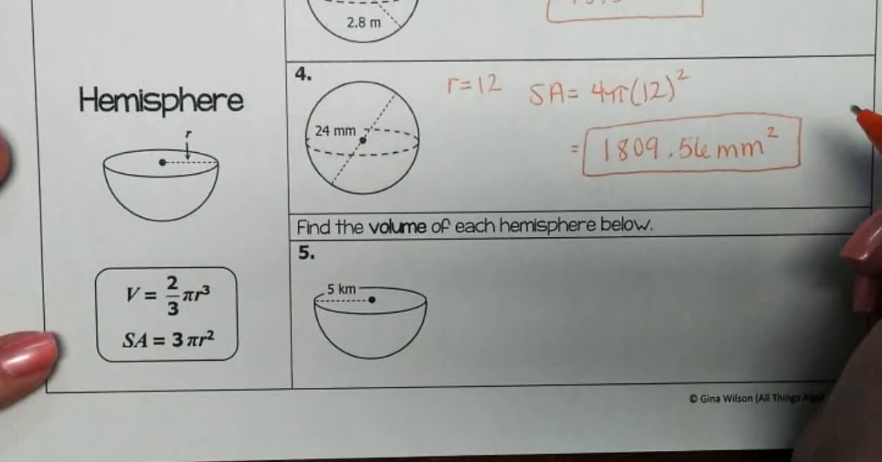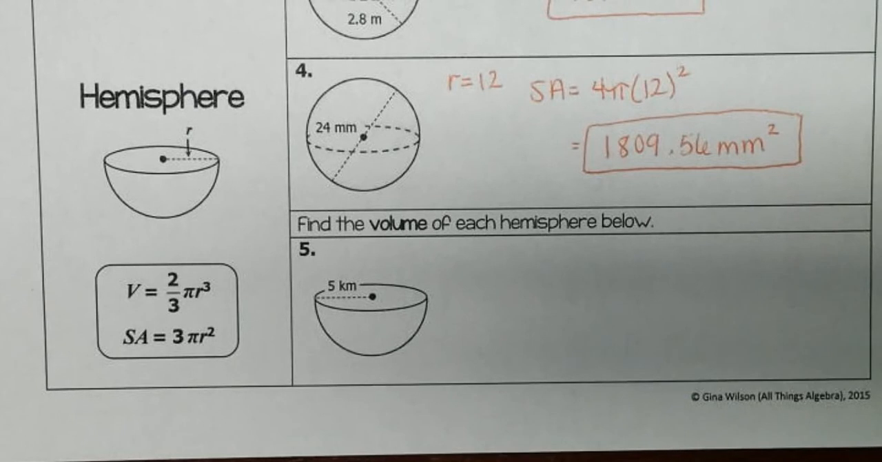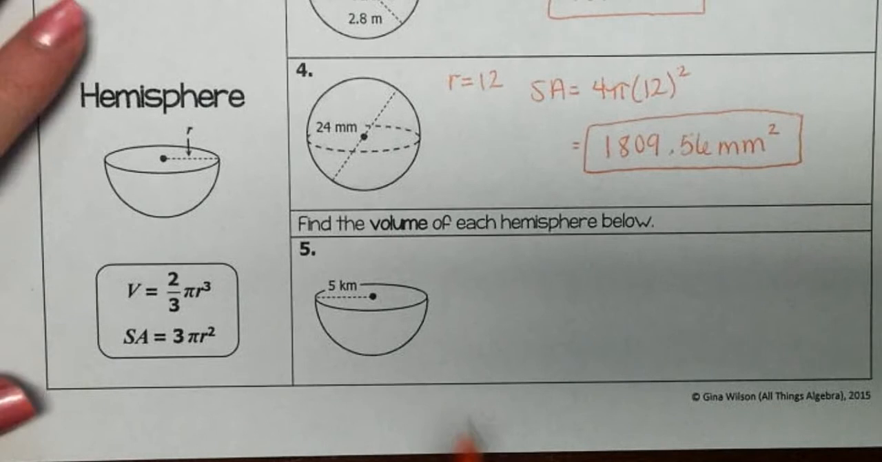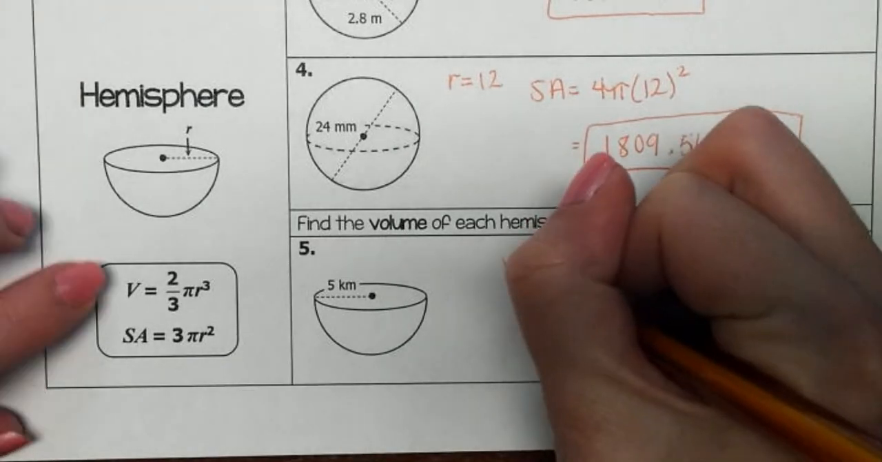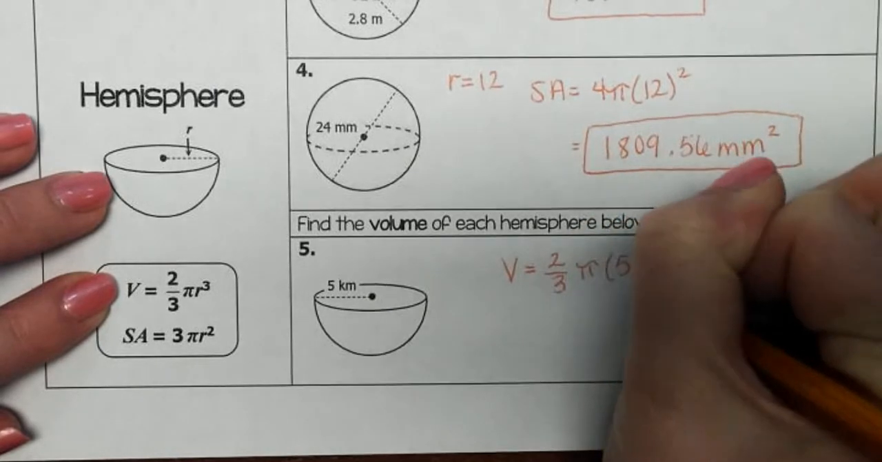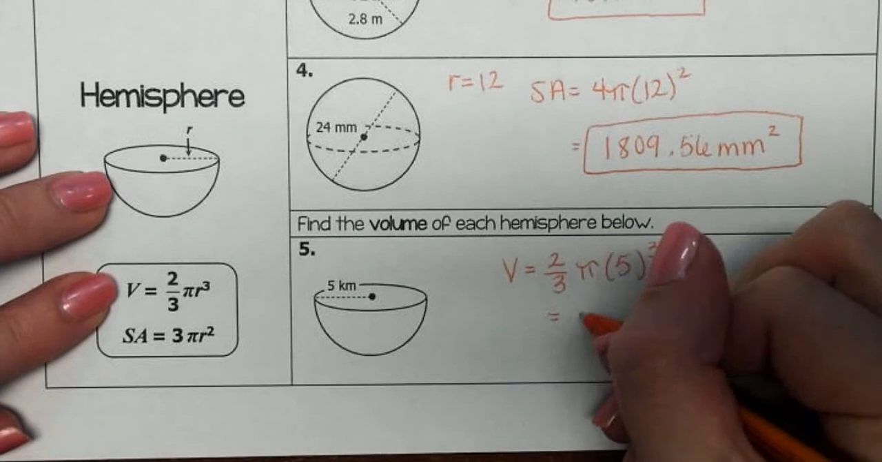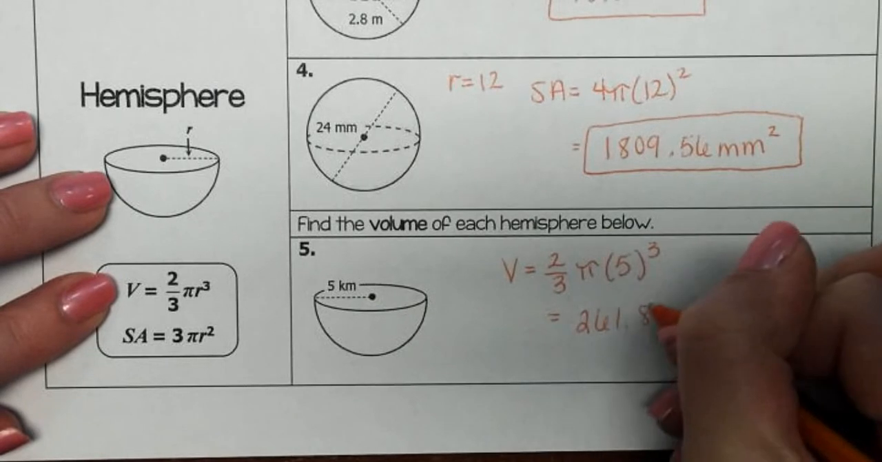Okay, and now we're going to look at hemispheres. When they're cut in half, they have different formulas. The volume is going to be 2/3 pi r cubed. The surface area is going to be 3 pi r squared. So here to find the volume, just plug in 2/3 pi times 5 cubed. You end up with 261.8 kilometers cubed.